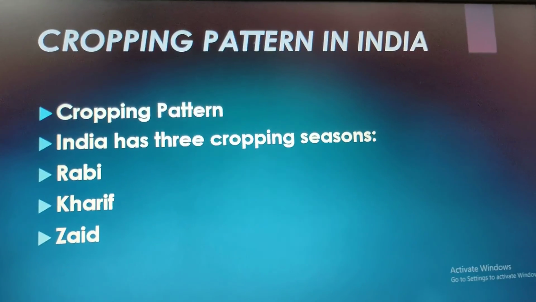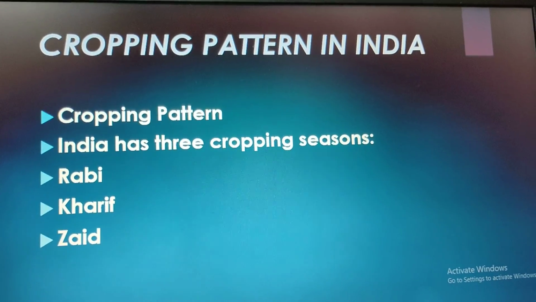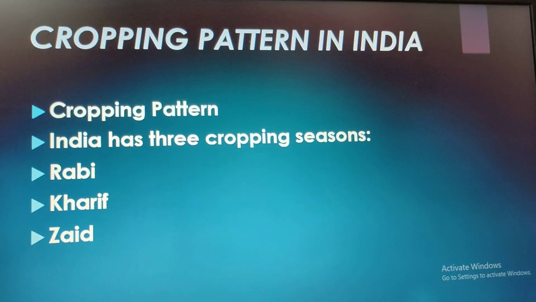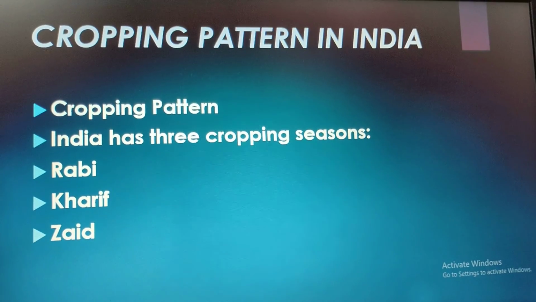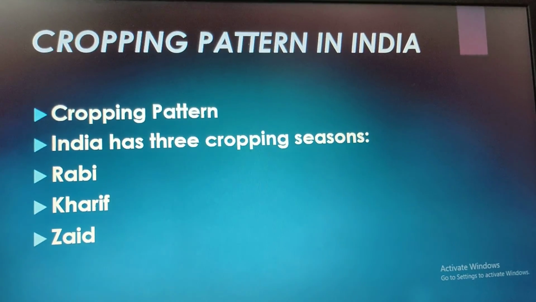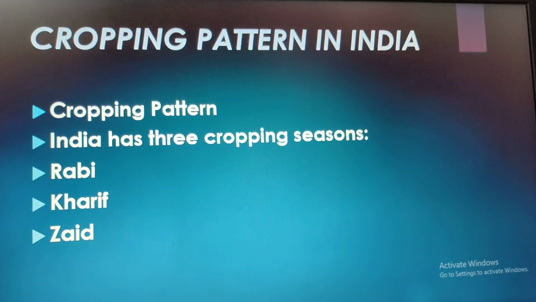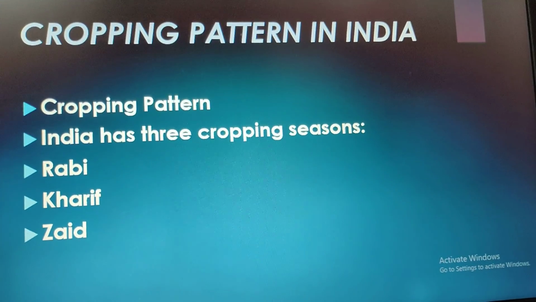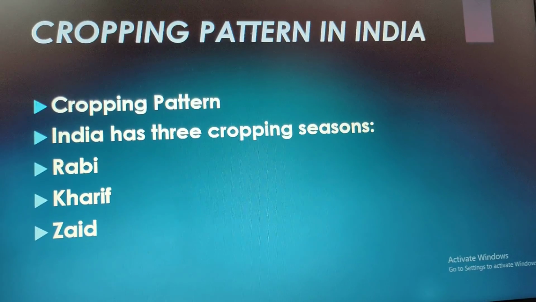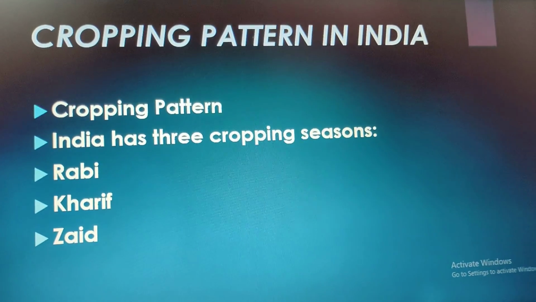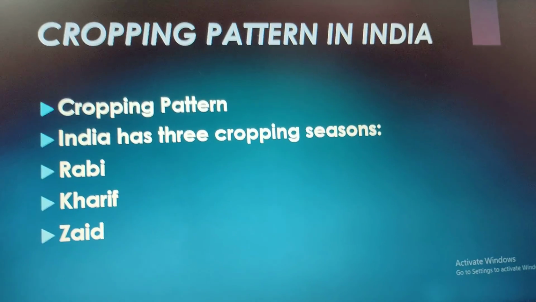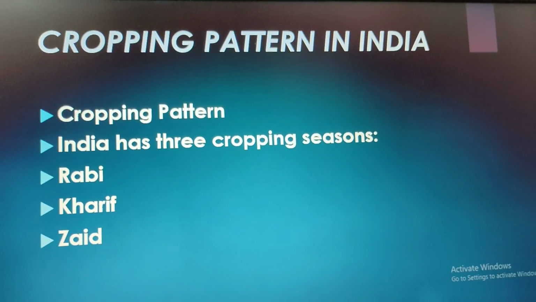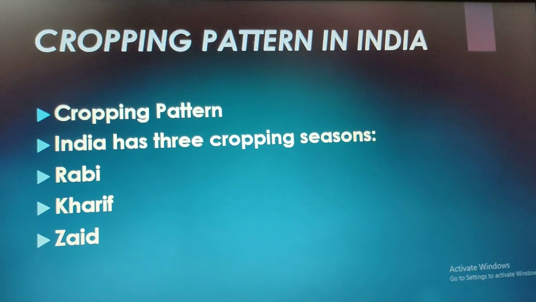By cropping pattern, we mean the seasons in which the crops are grown, right? The crops which are grown in winter are called Rabi. The crops which are sown in summer are called Kharif. And the season which comes between Rabi and Kharif is known as Zaid, right? So by cropping pattern, we mean the season. India has three cropping patterns: Rabi, Kharif, and Zaid.